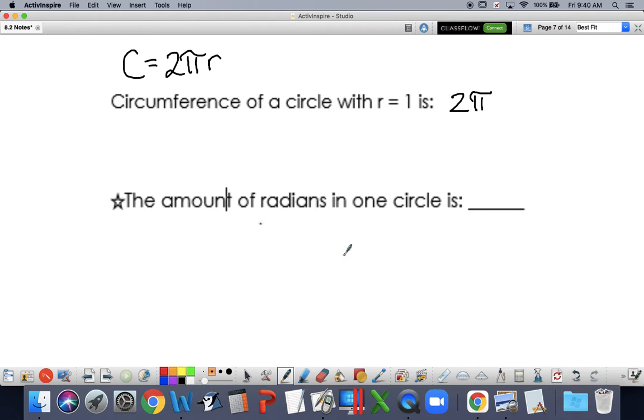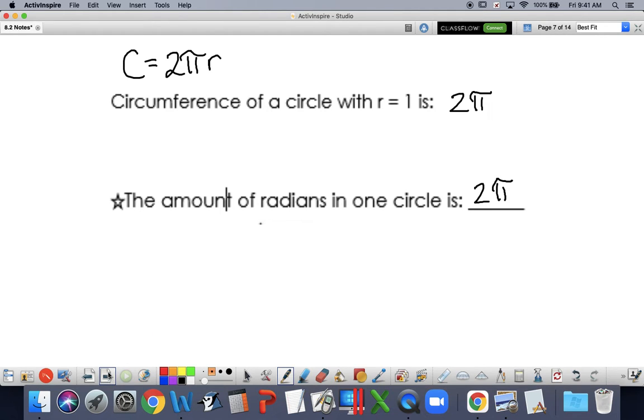Right? And hopefully we can see that pattern, that connection, that therefore the amount of radians in one circle, like we just showed, is 2 pi, right? This number is going to come up all the time, especially as we start studying the unit circle a bit more. We're going to have to be able to transfer back and forth between radians and degrees.